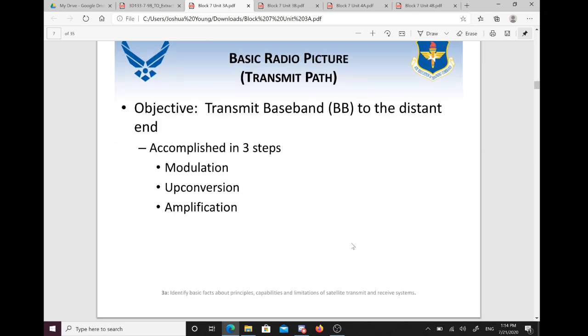Our first point will be the basic radio picture, and we are specifically going to focus on the transmit path right now, which the overall objective is to transmit our composite baseband signal to our distant end. We accomplish this in 3 different steps, where we will modulate the baseband to a 70 megahertz IF signal, and then upconvert it to our final RF frequency. And then lastly, before it leaves our antenna, we'll apply amplification to our RF signal so that it can make it to where we're trying to send to our distant end.